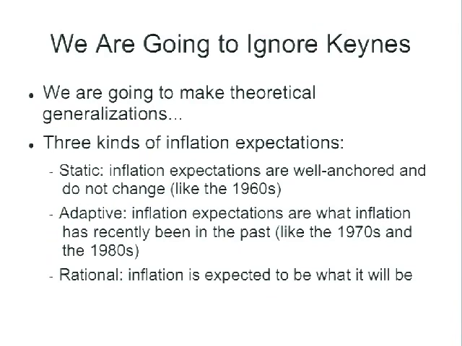And we do want to say what's going to happen to the economy if you have various types of expectations formation in the economy. And so we're going to consider three types of expectations. We're going to consider static expectations, situations in which inflation expectations in the market are well anchored and do not change, like the 1960s. We're going to consider adaptive expectations, in which inflation expectations are what inflation has recently been in the past. And we're going to consider rational expectations, in which inflation is expected to be what it is actually going to be. And that's what we're going to be doing for the rest of this lecture.